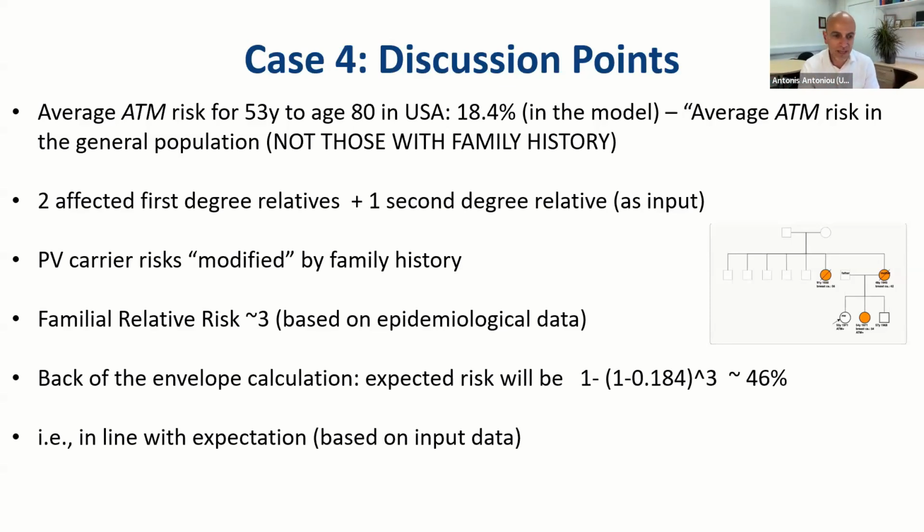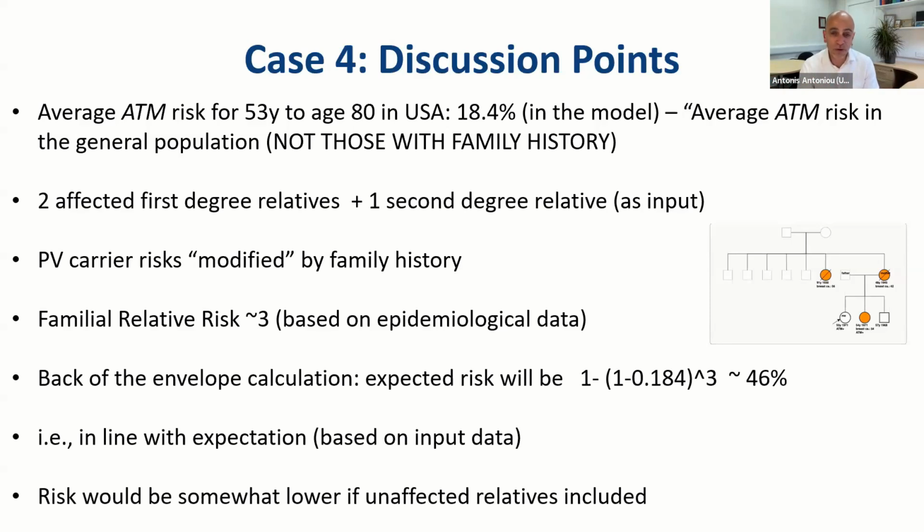It's the fact that it's the family history. And again, that risk will be somewhat lower if you had the input information on the unaffected relatives.